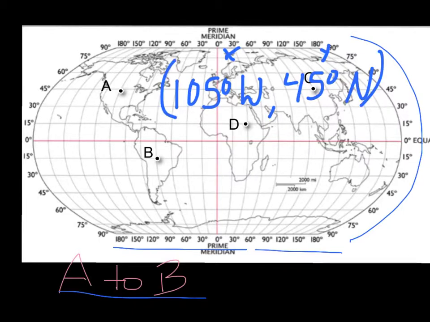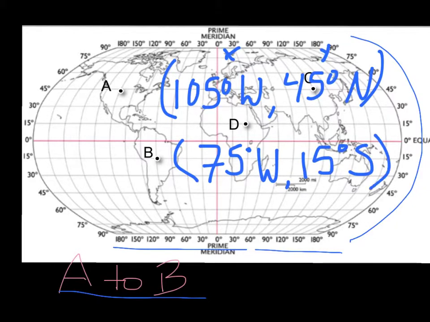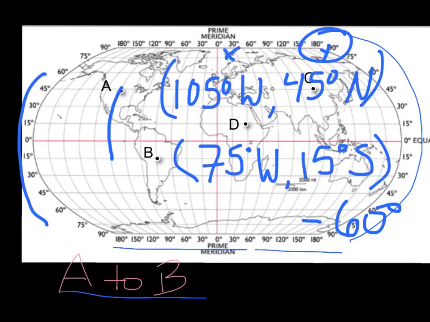Point B tells me that my longitude, along my x-axis, is about 75 degrees west and 15 degrees south. So first I need to calculate my rise and my run in order to get from A to B. Rise is change of y, so I'm looking at how my latitudes change. From A going down to B, it looks like I traveled 45 degrees to get to the equator, and then 15 degrees further south to get to my latitude point. That gives me a total travel distance from A to B of negative 60 degrees, negative because we went down.